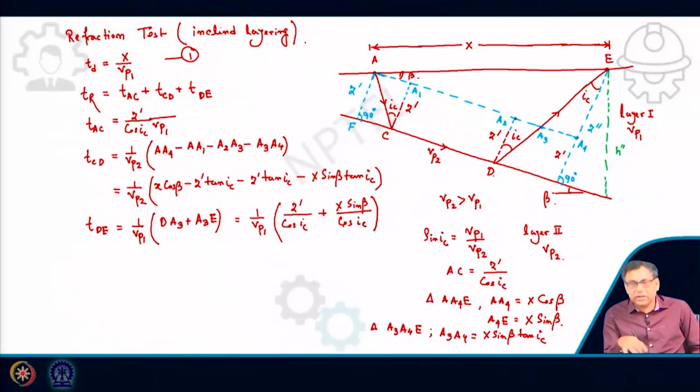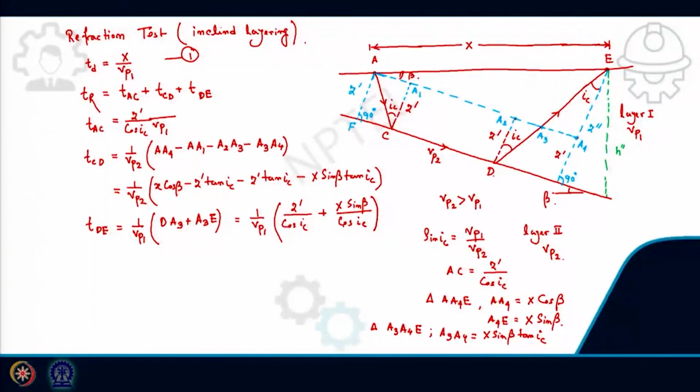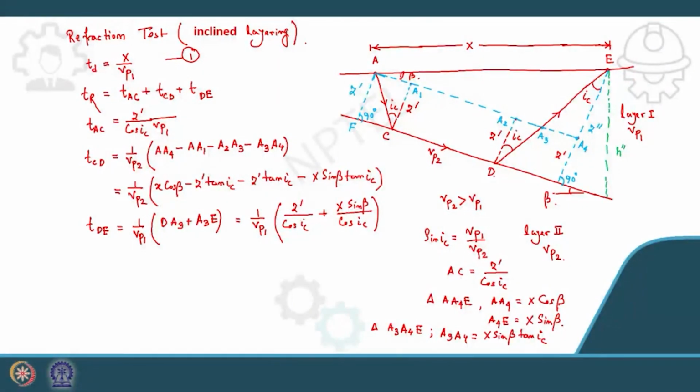Now I have to put all these values in the equation. So I am just finishing this lecture here. Next class I will continue from here and finish this derivation, and then show you how we can determine the unknowns. My unknowns are VP1, VP2, Z dash or Z double dash, and beta. How we get these, we will discuss in the next class. Thank you.